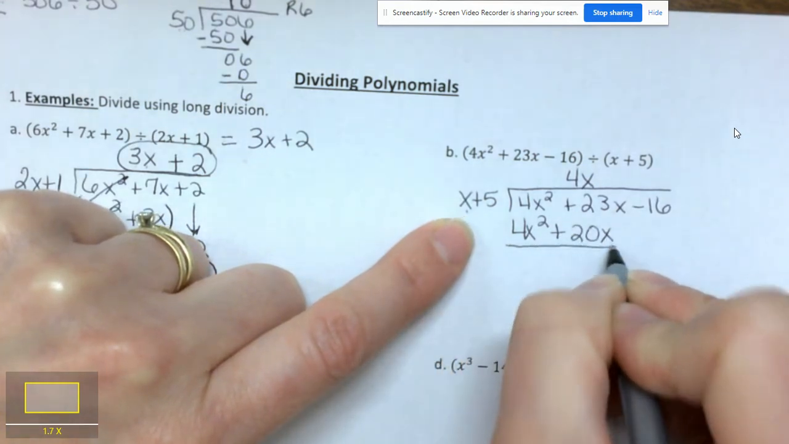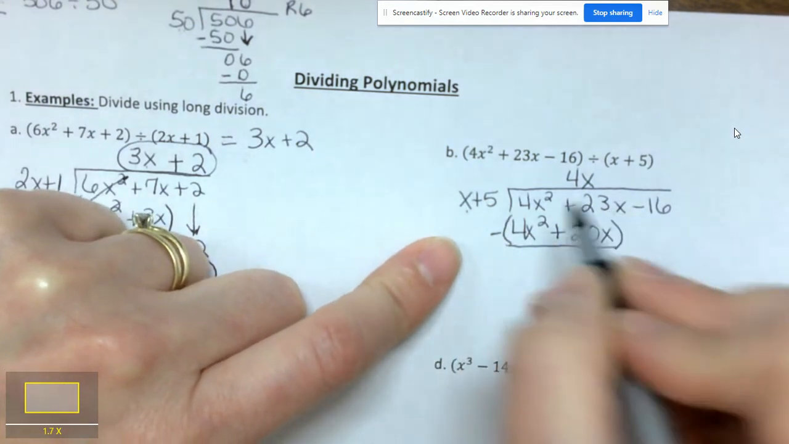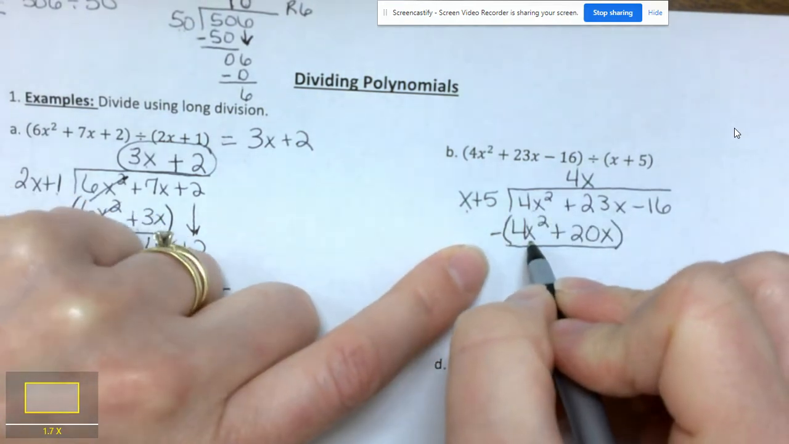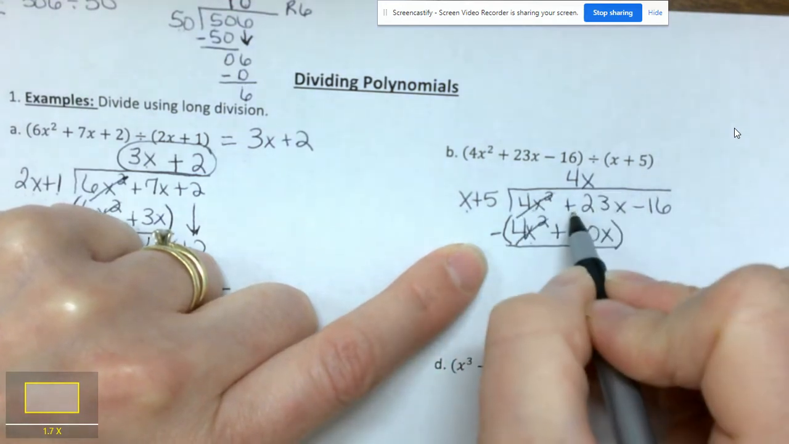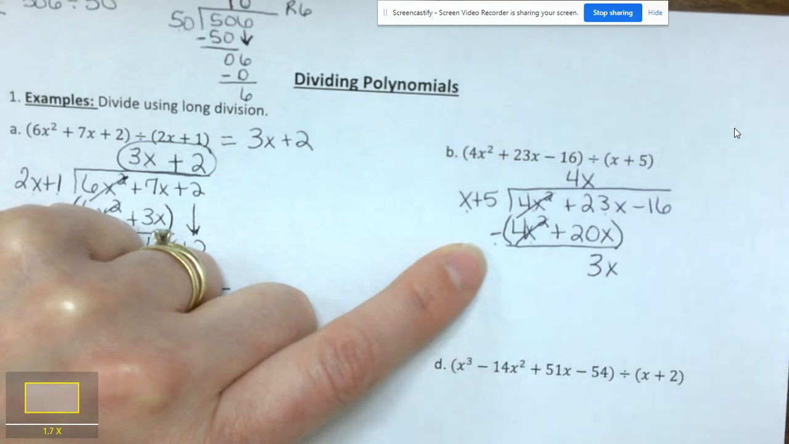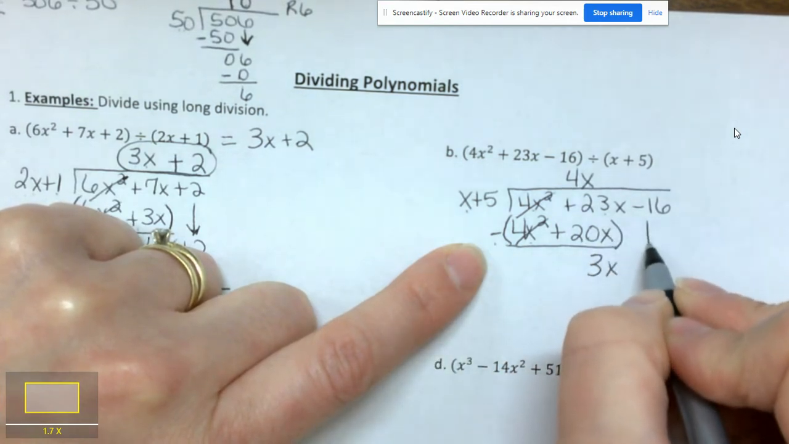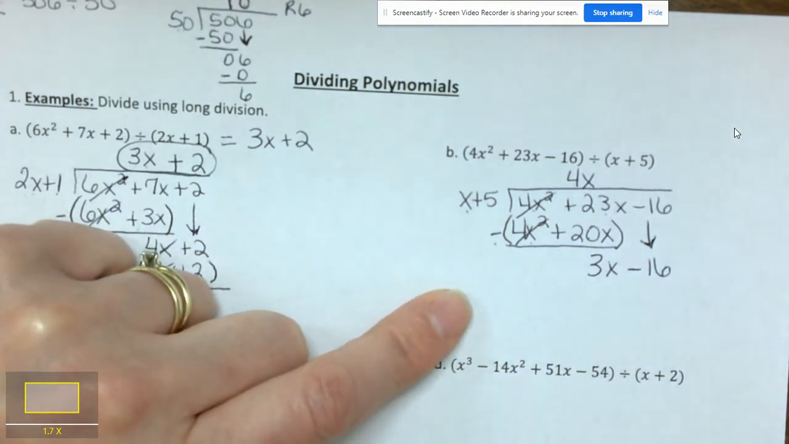We draw our line, subtract, and put parentheses around it. 4x squared minus 4x squared, that's 0, so that goes away. 23 minus 20 is going to be a 3x. And then you're going to pull down that negative 16. You're going to pull that down. Remember to keep your sign with it.